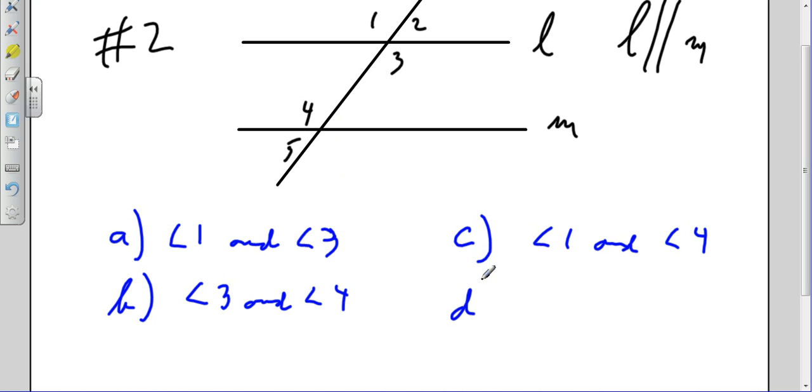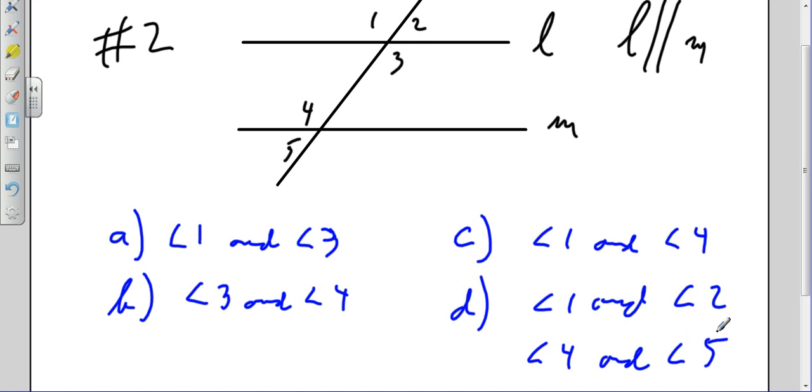Supplementary angles. So the supplementary angles would be 1 and angle 2. Supplementary angles make up a full 180 degrees, and 4 and 5 would also be supplementary angles in this example.